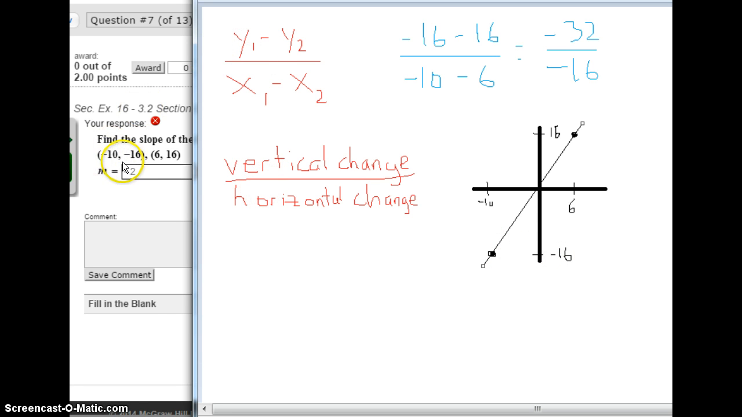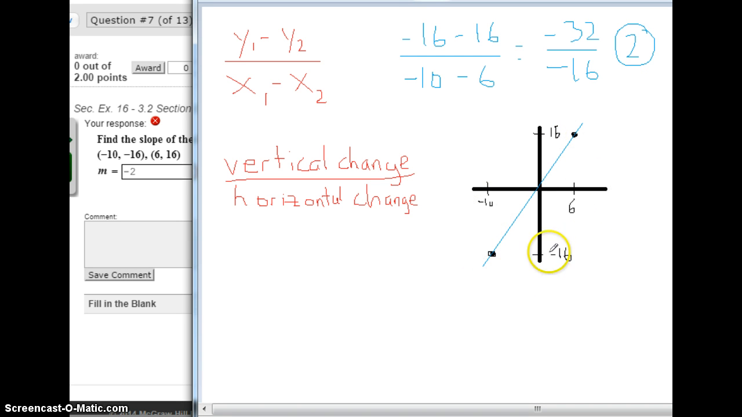So we'll start with this point. You do that point's y value, which is negative 16, and subtract the other point's y value, which is a positive 16. So you get negative 32 on top. On the bottom, make sure you start with the same point. So we use this point as our first y value. Make sure you use that as the first x value. So negative 10 and then minus 6, you get a negative 16 on bottom. And that would actually reduce to a positive 2 if you reduce that fraction down.